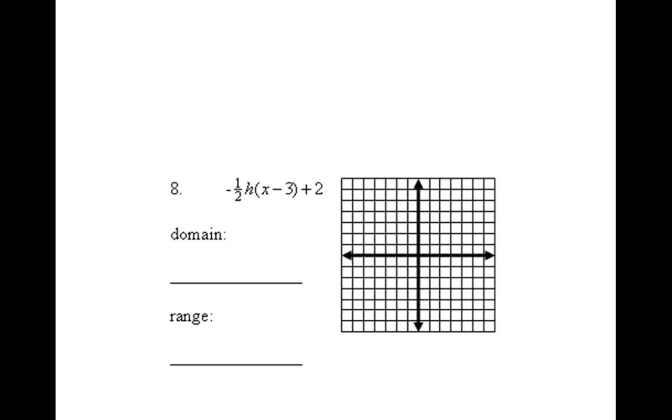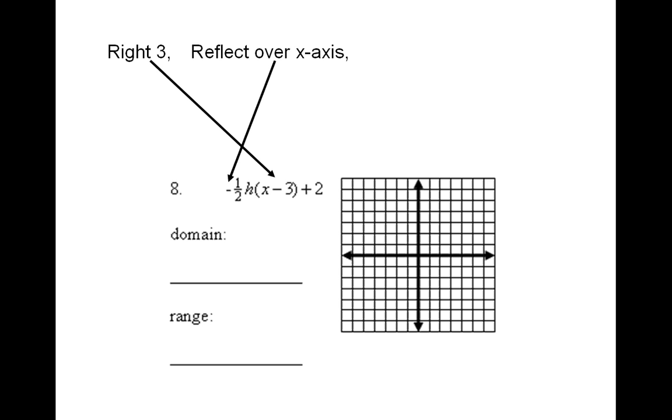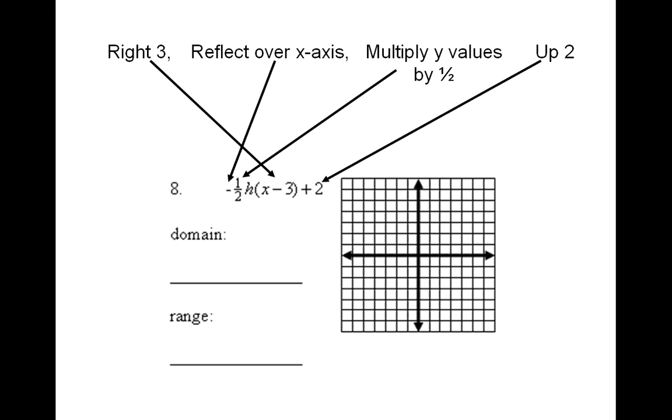So whenever you get your worksheet, move the monster, and you look at number 8, you'll have negative 1/2 h of x minus 3 plus 2. So to apply those transformations in the correct order, first you'll move right 3, then you'll reflect it over the x-axis, which at the same time you could also multiply the y values by 1/2, and then finally you'll move it up 2. And if you go in that correct order, then you'll have the correct graph. I hope this helps.